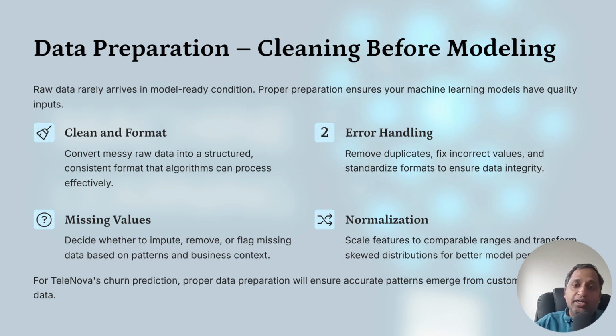Next is error handling. This includes removing duplicate rows or fixing invalid entries like negative billing amounts, or maybe standardizing how we represent missing values. The goal is to make sure that the data set is reliable and accurate. Then we deal with the missing values, which we already analyzed during our EDA. So here we need to make strategic decisions. Do we remove these rows? Do we impute the missing values using either mean, median, or a predictive model? Or do we flag them as missing and let the model learn from that?